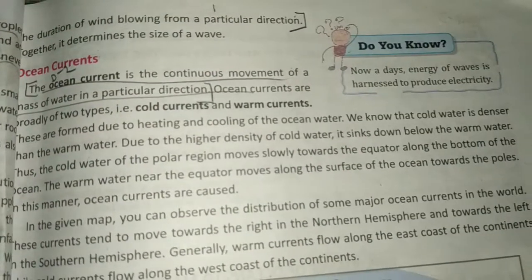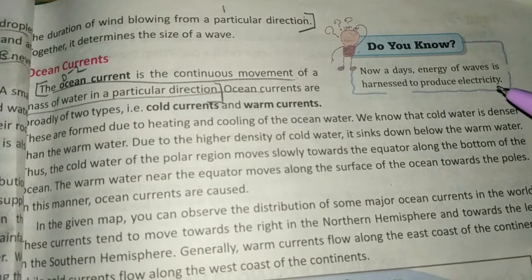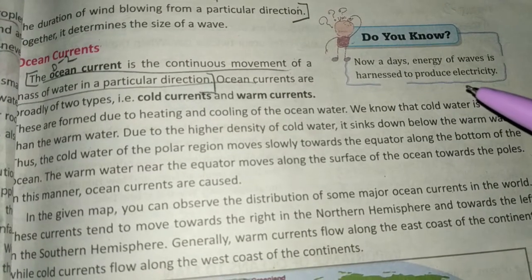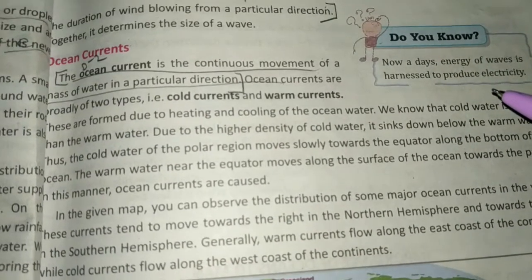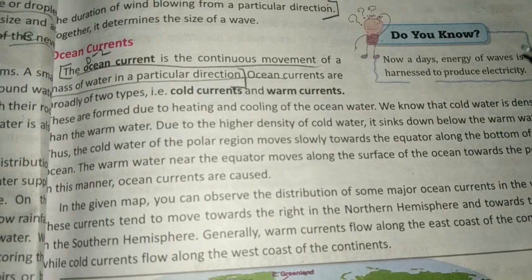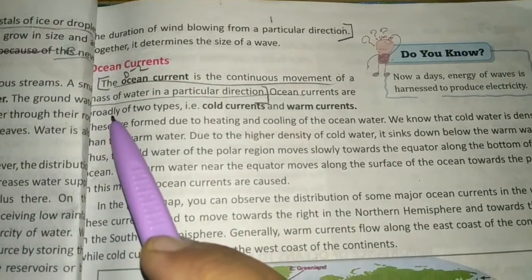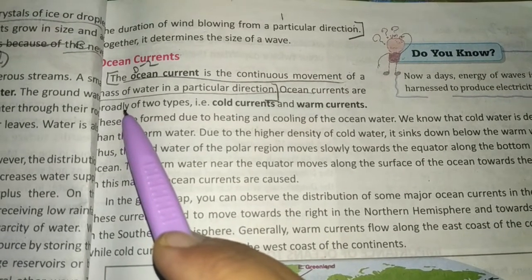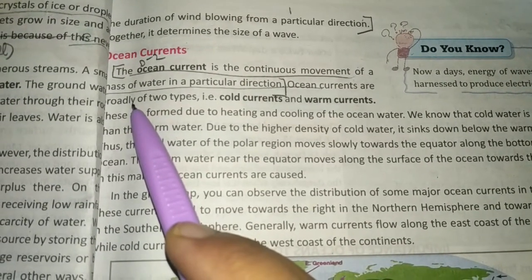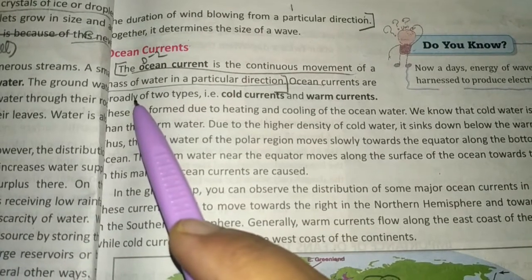Do you know nowadays the energy of waves is harnessed to produce electricity also? We can say the tidal energy also, or when we are using hydroelectricity, just because of the water as well, we have renewable sources of energy.